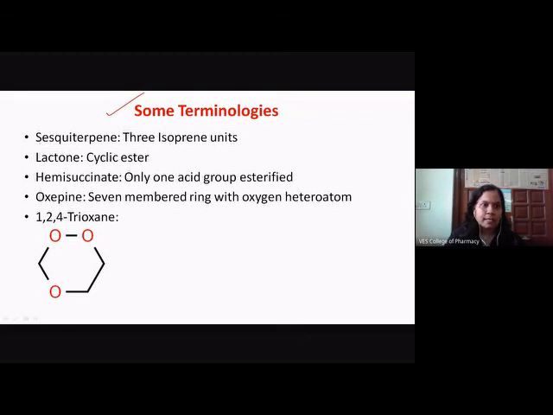So sesquiterpene means a compound which contains three isoprene units. Lactone, we have already seen the meaning. It's a cyclic ester which is present in artemisinin. Hemisuccinate means only one acid group is esterified, one acid group of succinic acid.